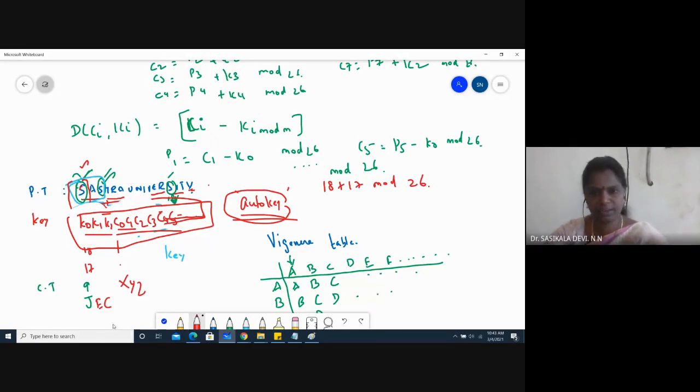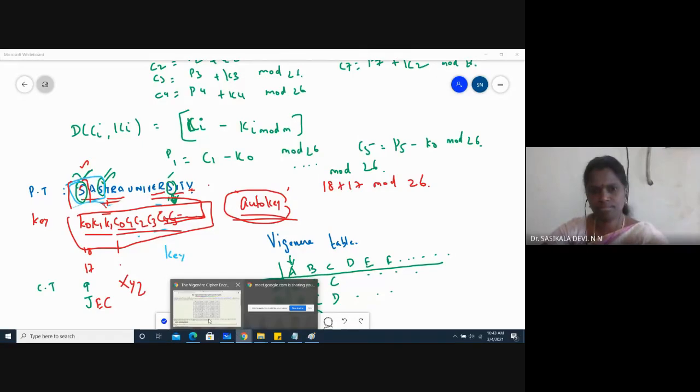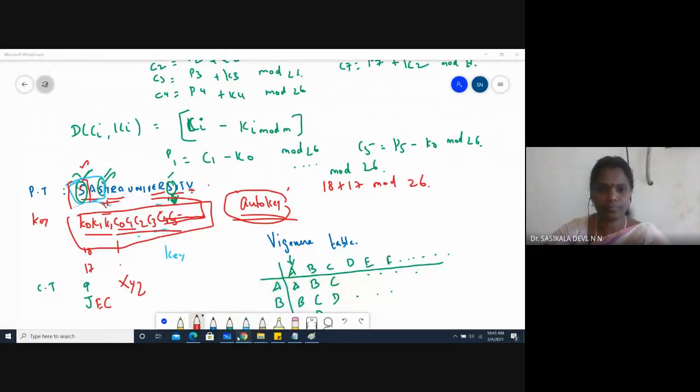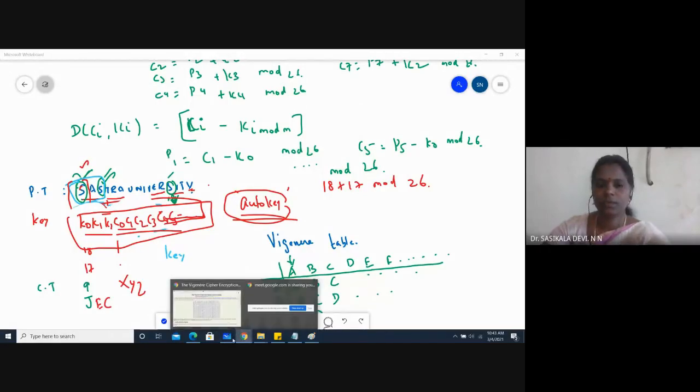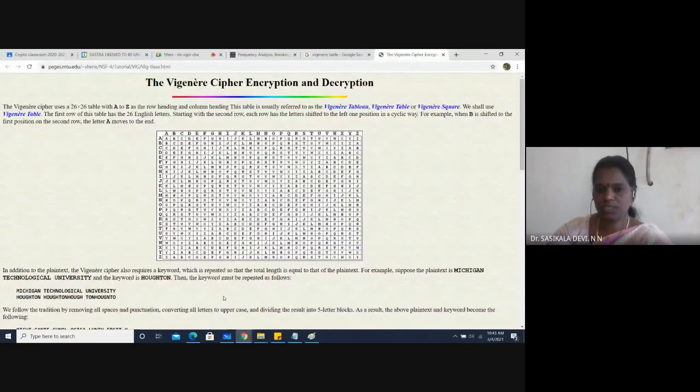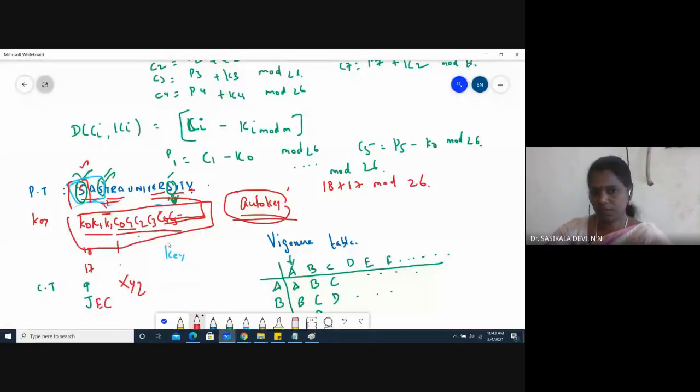Here, any doubt related to this? Any doubt? Okay, so I'll stop here. Tomorrow we get into the advanced frequency analysis technique with Vigenere cipher, which is the Kasiski technique, finding out the length and solving cryptanalysis based on frequency.